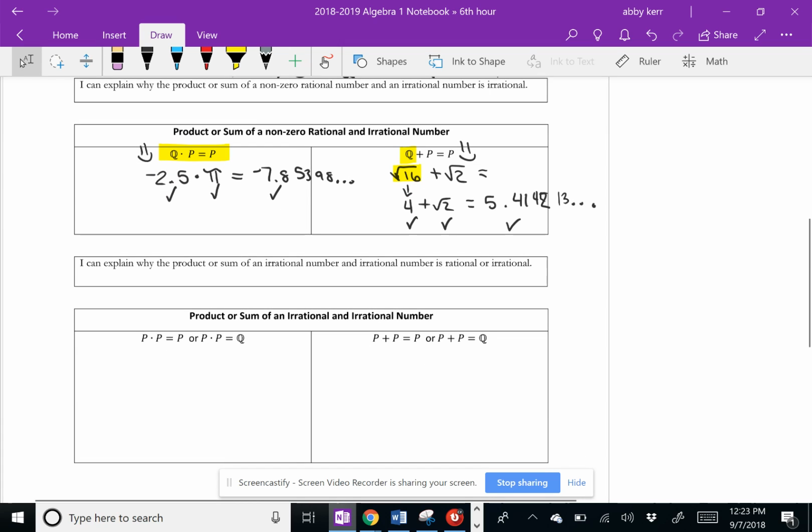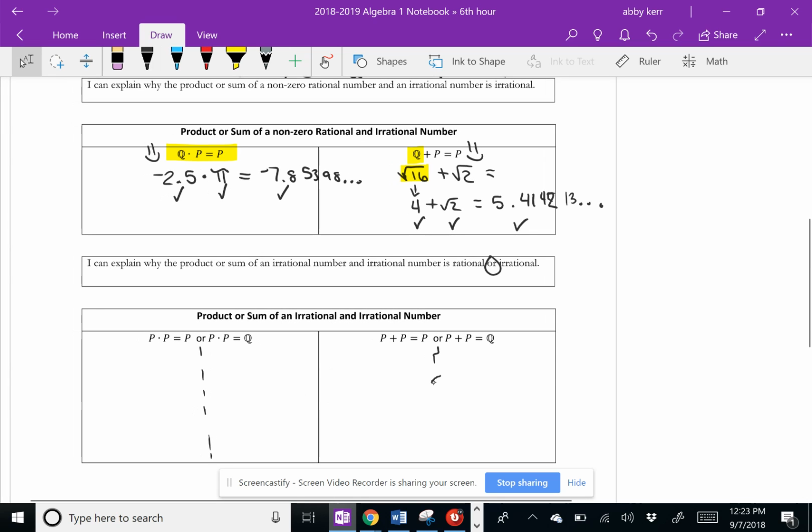The third one's a little more challenging. It says, I can explain why the product or sum of an irrational number and an irrational number is rational or irrational. So it's actually two different problems in one.